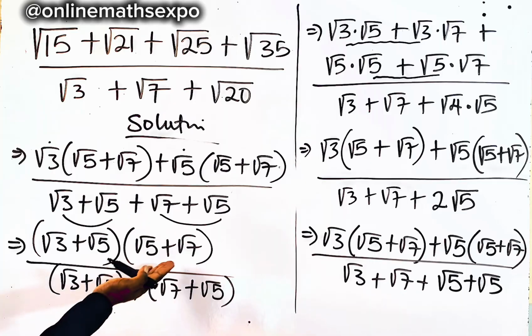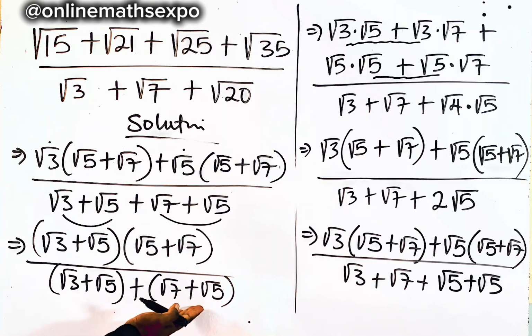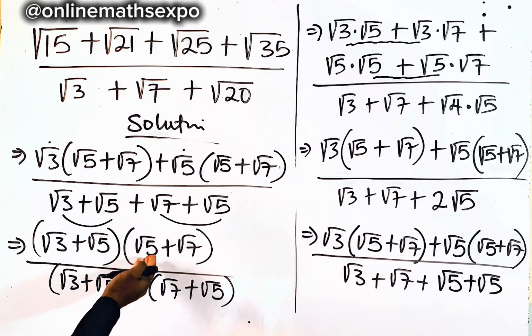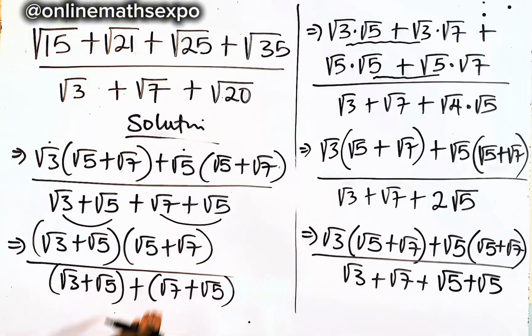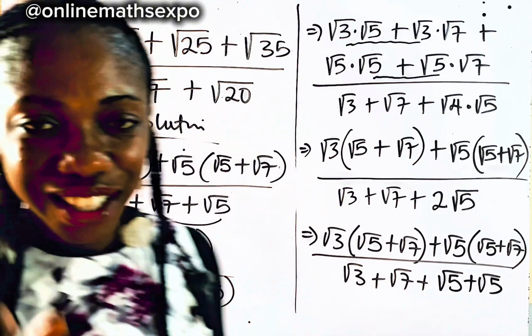You observe now that what we have here is the same as this. Remember that root 7 add root 5 is the same as root 5 add root 7. So this and this are the same. This and this are the same. So what do we do? Let me teach you.